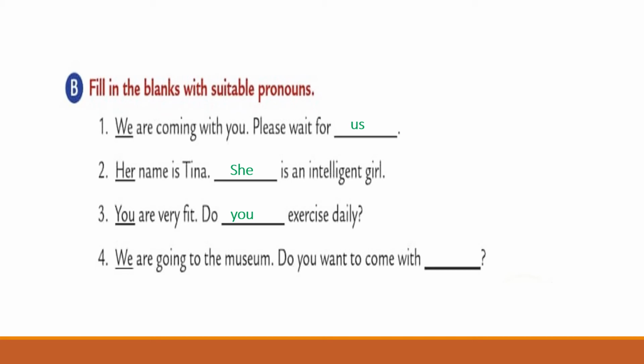Fourth one. We are going to the museum. Do you want to come with dash? Now this is same like the first one. Us is receiving the action, not doing the action. Who is doing the action? You. Do you want to come with us? Okay.